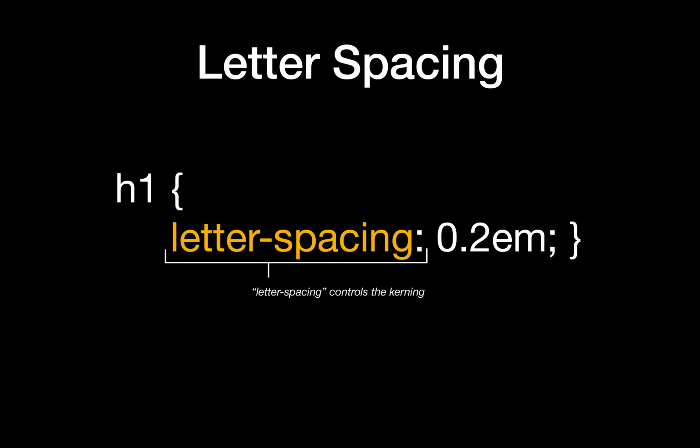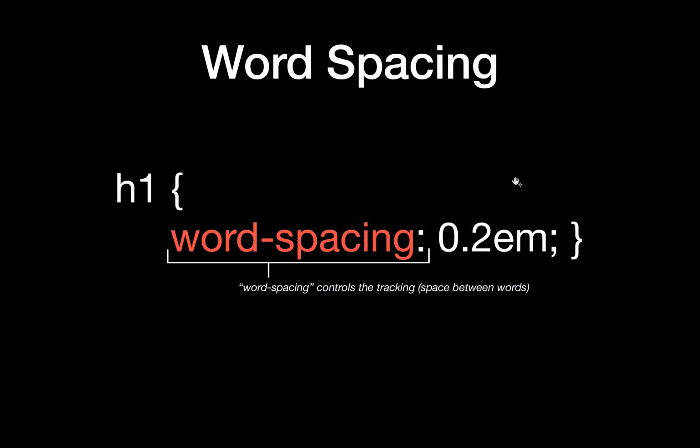Letter spacing. So again, letter spacing is going to be our property, and that is going to control your kerning. Maybe for your headers, you want to apply a certain amount of kerning universally, you would use the letter spacing property to do so. Word spacing, same thing. So you're tracking, essentially, you would use the word spacing property, and that would control your spacing between words.